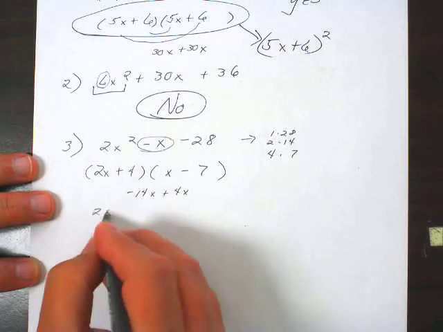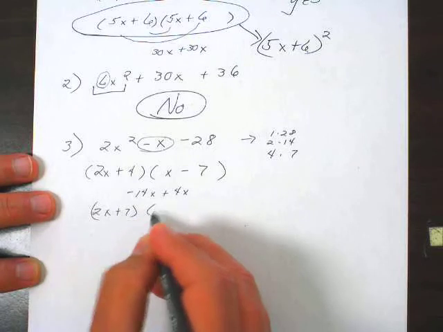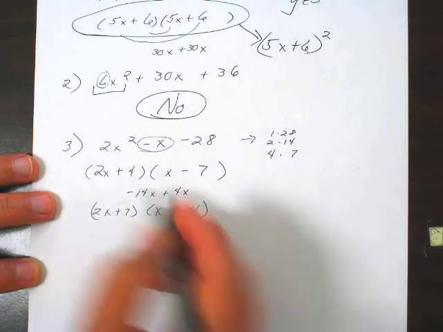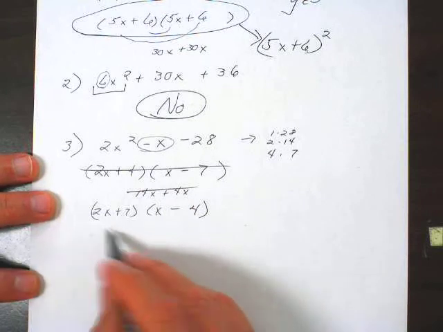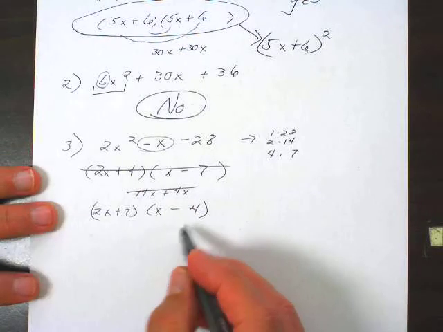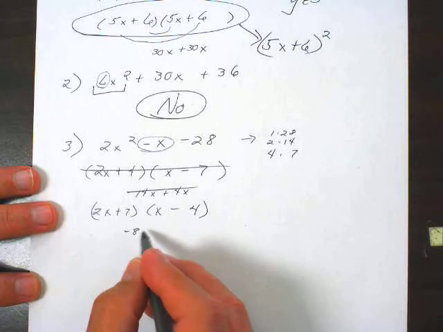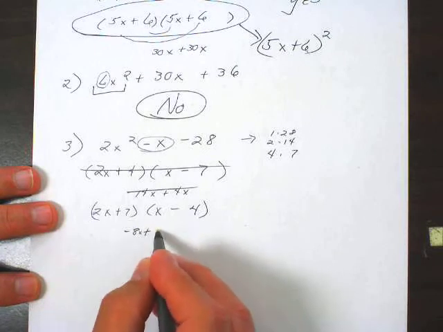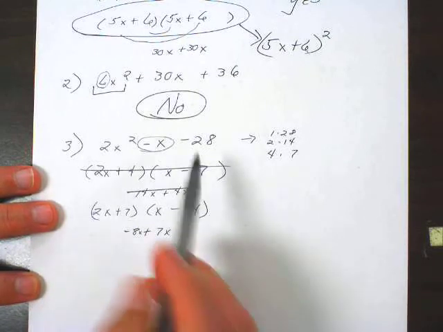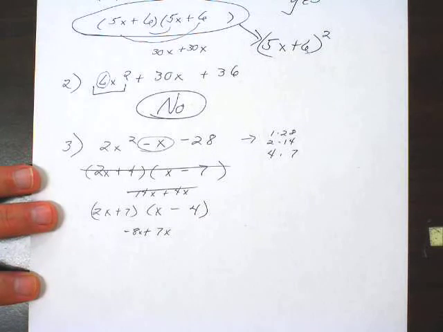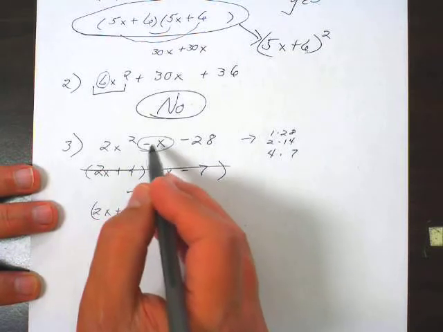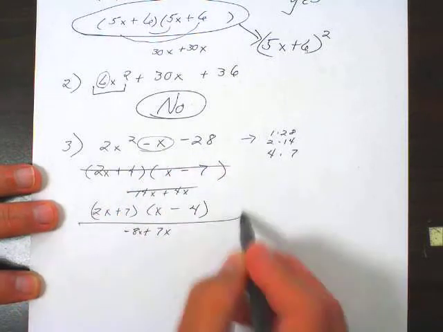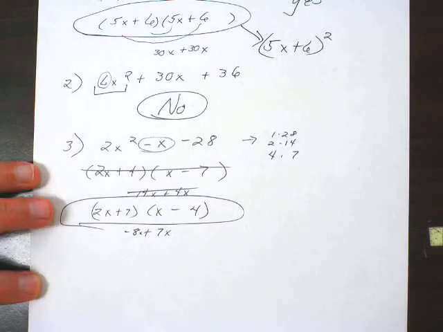So 2x plus 7, x minus 4, and that gives you negative 8x plus 7x. And does that give you what you're wanting? Negative 1x. It does. So negative 8 plus 7 is negative 1x. It needs to equal this. So this is the way you factor it.